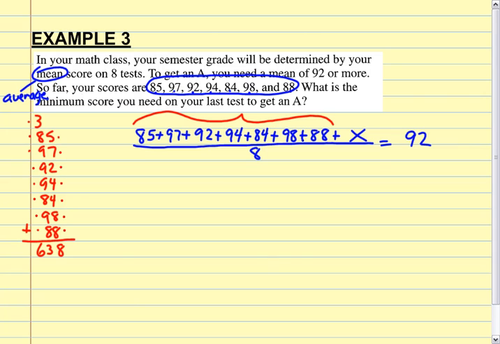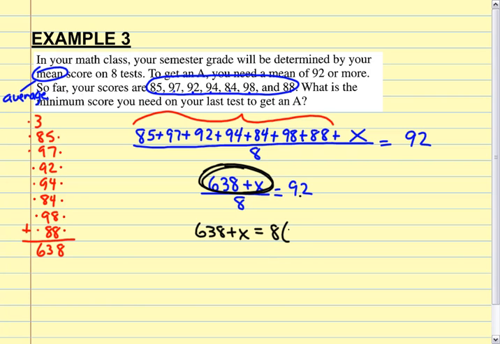So now I can rewrite this equation over here, and I know that I've got 638 plus x. When I divide that by 8, I'm going to get 92. Well, here's where I have to ask myself a question. If I divide this number up here by 8, I get 92. So that means that this number up here must equal 8 times 92, right? If I divide this by 8, I get 92. So if I multiply 92 by 8, that's going to give me that number.